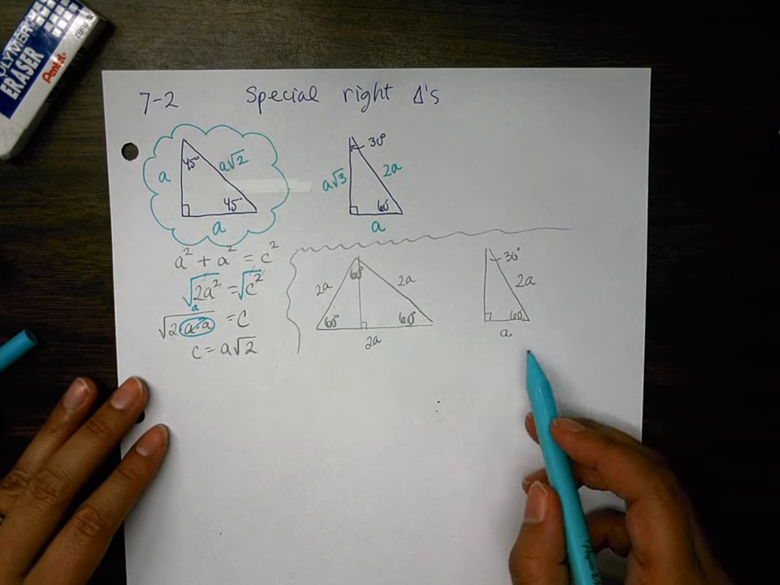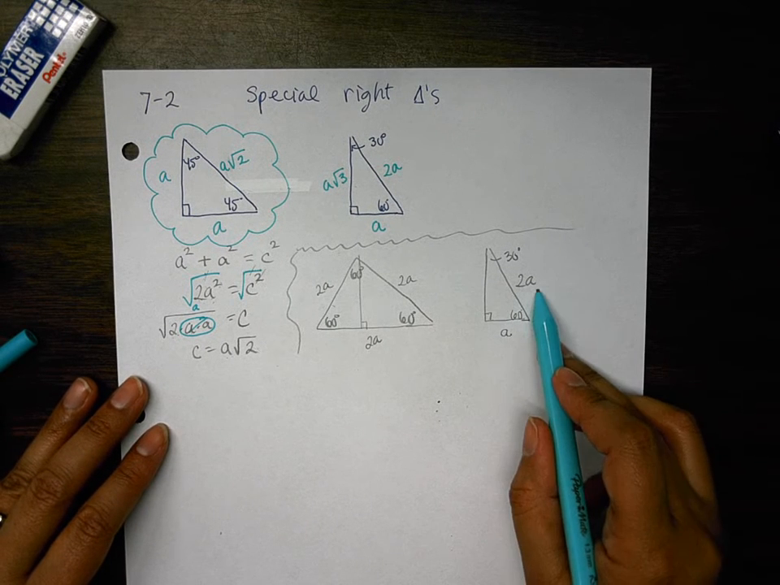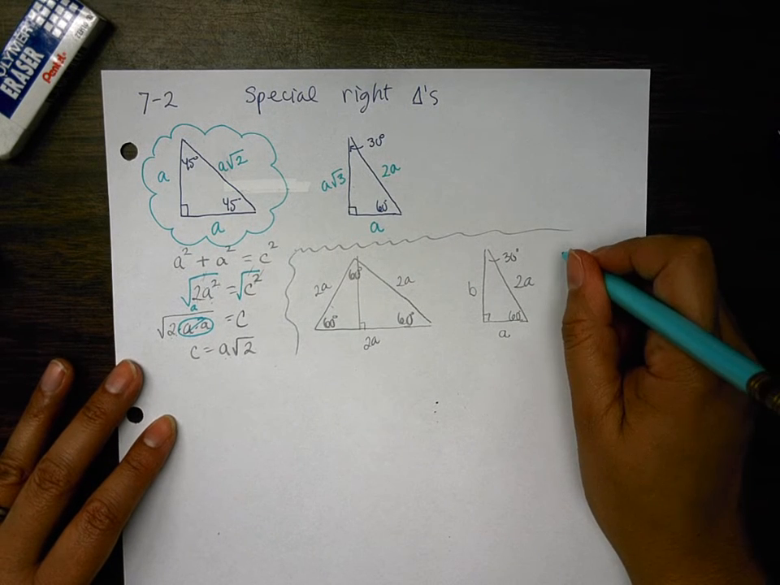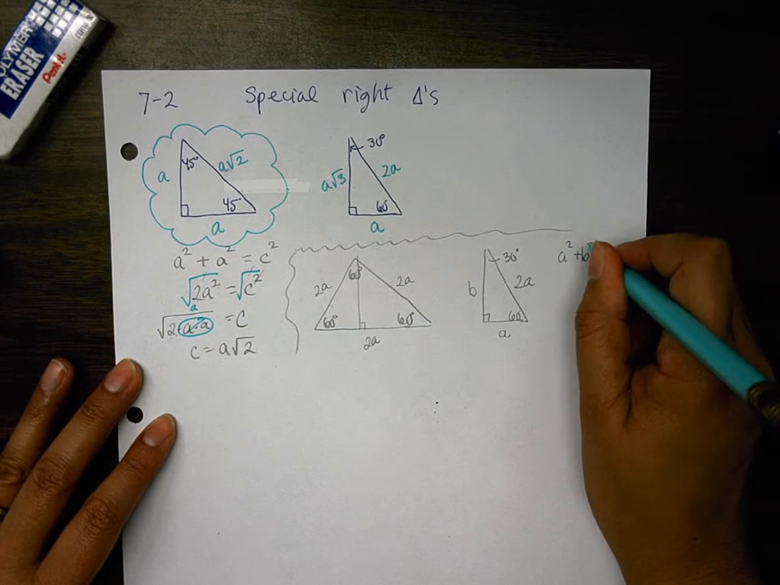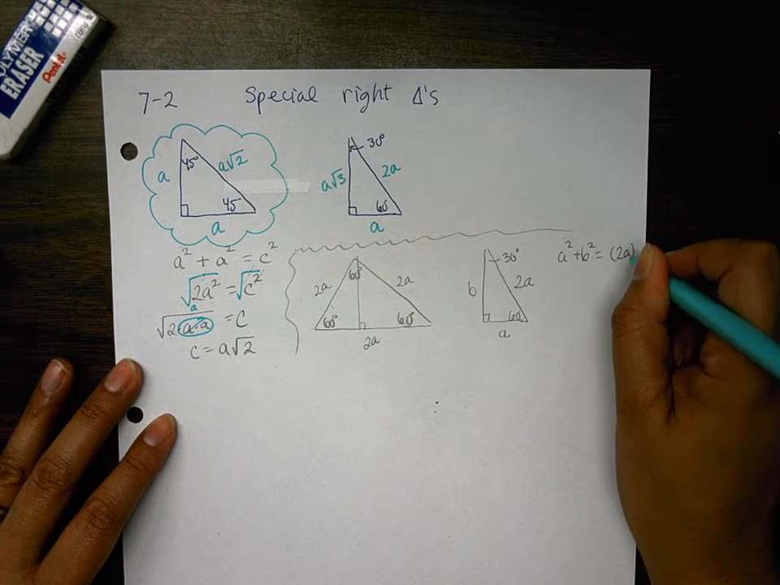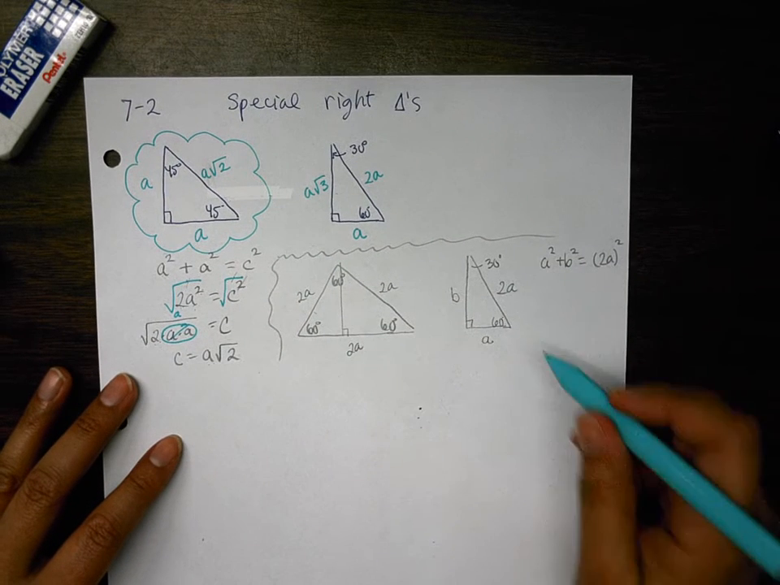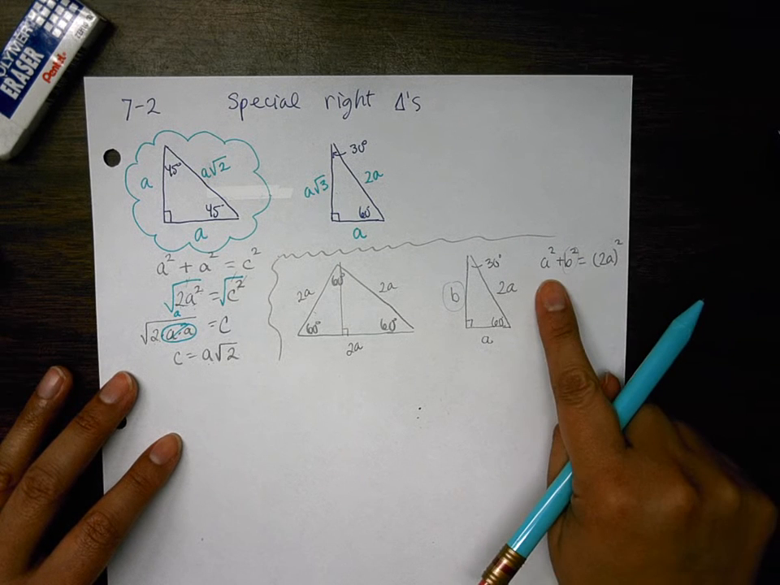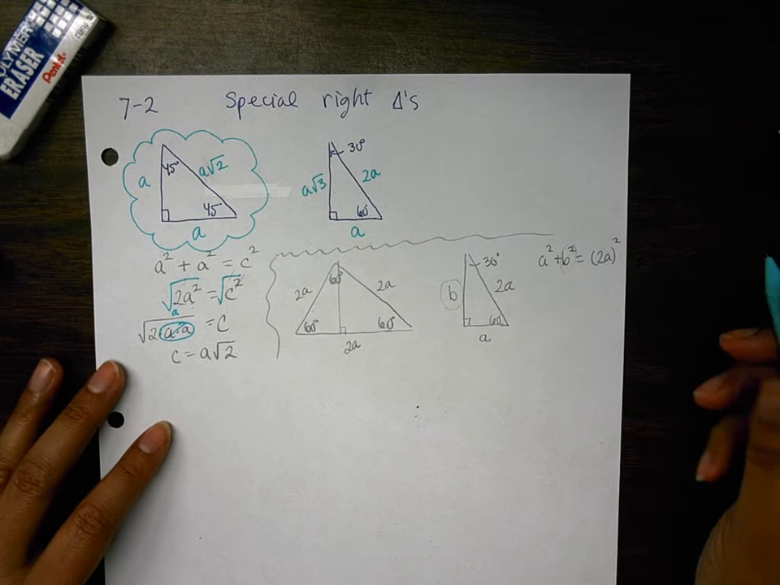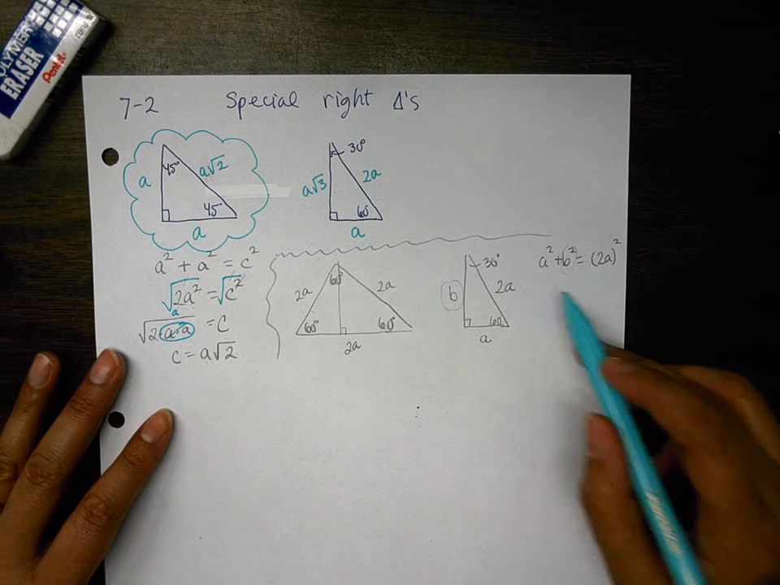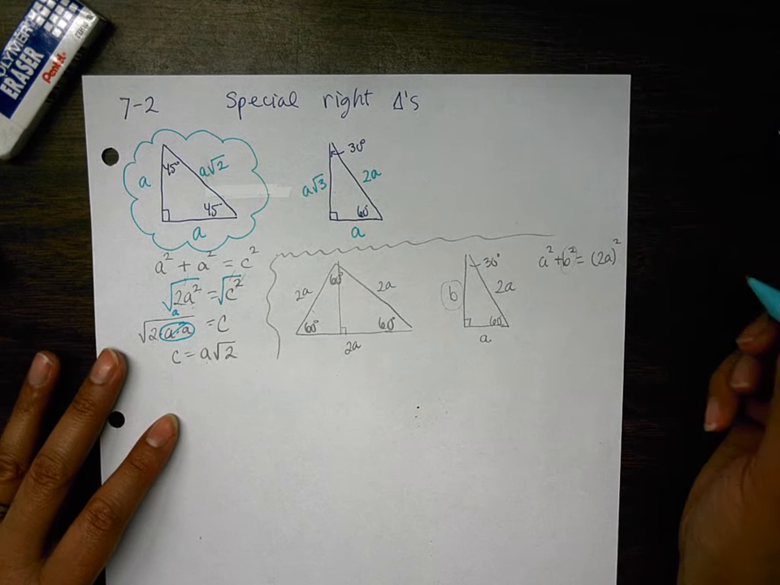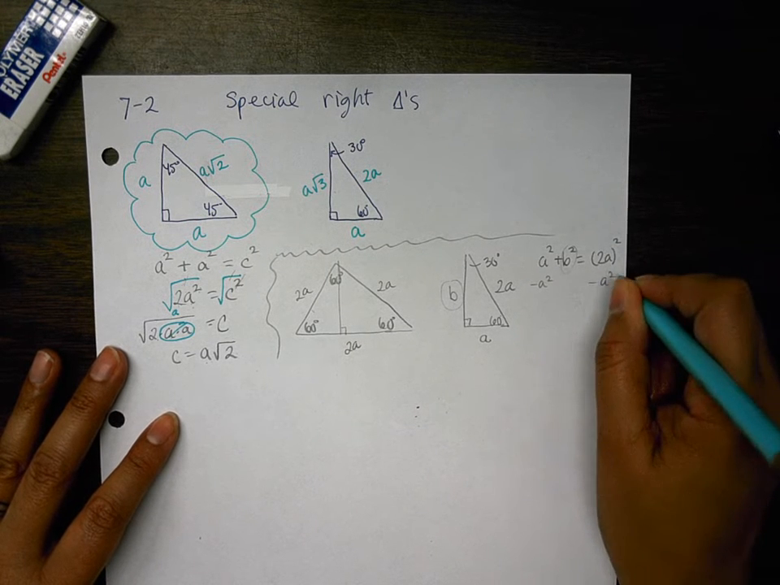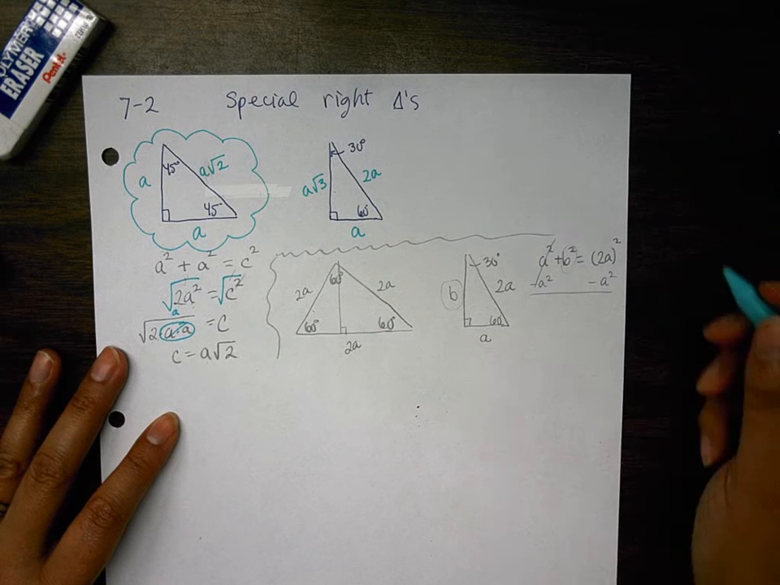Now we're going to do A squared plus B squared equals C squared. I'm going to call this B really light because I will erase it. A squared plus B squared equals C squared, which is 2A squared. Remember, B is what I'm trying to solve for. So what am I going to subtract to the other side? A squared. I know that's confusing.